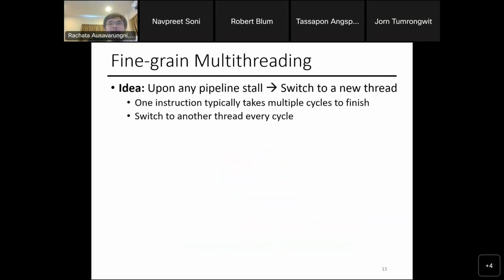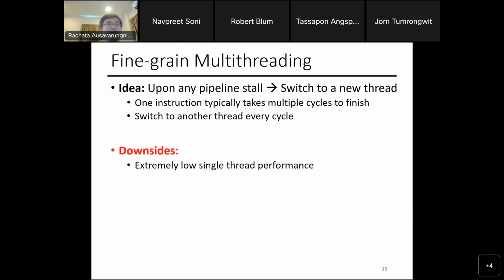About any pipeline stall. A pipeline stall is like when I have to spend 5 cycles to do the multiply, for example. I have to wait until a certain operation is done. I'm going to switch to another thread because I have so many of them, right? My GPU already has so many threads available, so I'm going to keep a bunch of those. And when I'm waiting for something, I'm going to switch to a new thread. This is called fine-grained multi-threading.